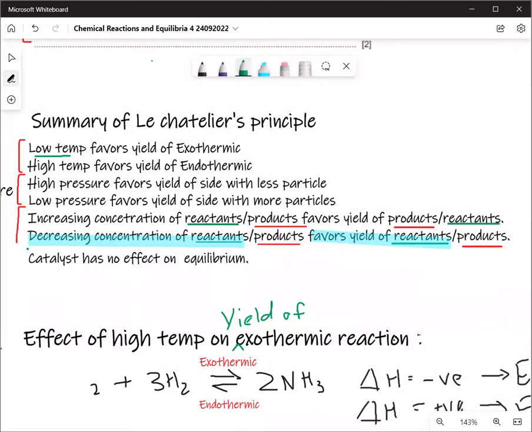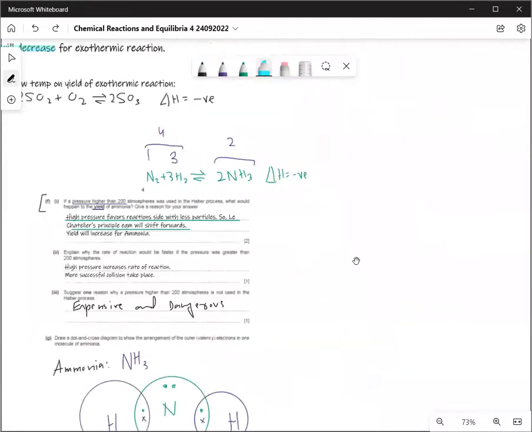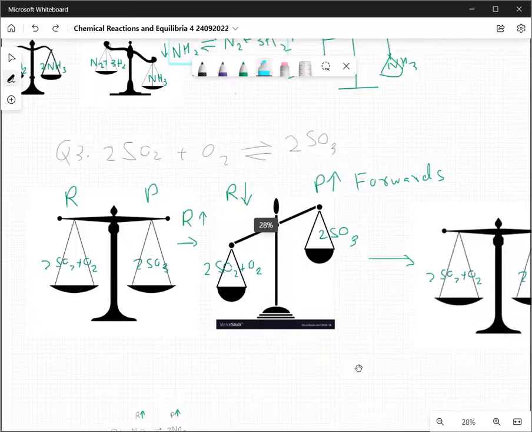Niranjana, read the blue part here. Decreasing concentration of the reactant favors yield of reactant. This is what you flipped. You did this, favors yield of product. So it would have been decreasing concentration of product favors product. That is the thing which you got wrong, so you understand? Yeah, sir. Right.